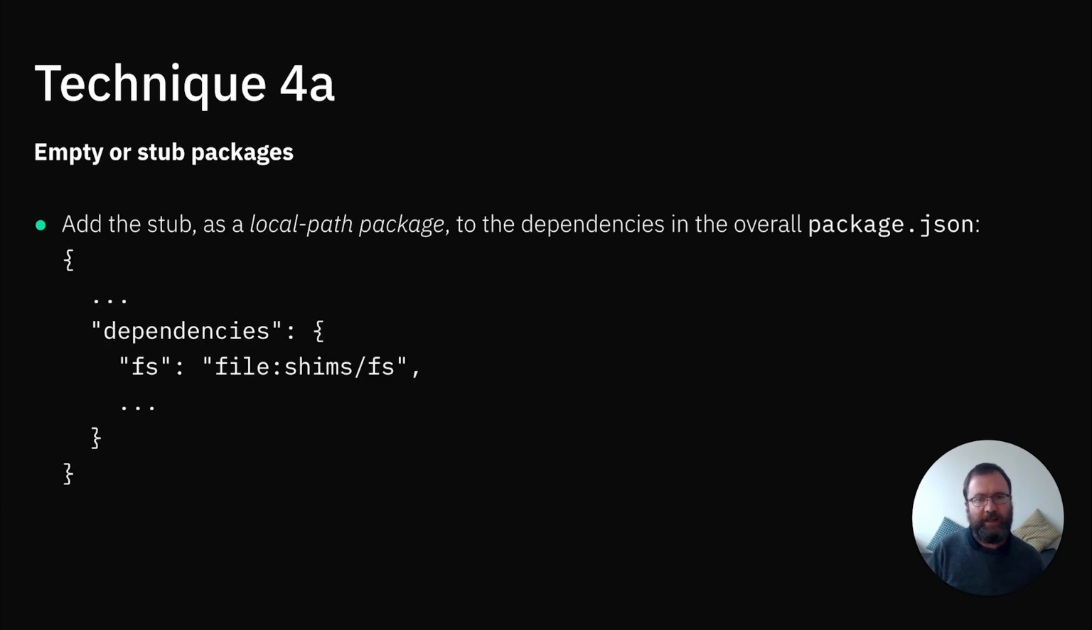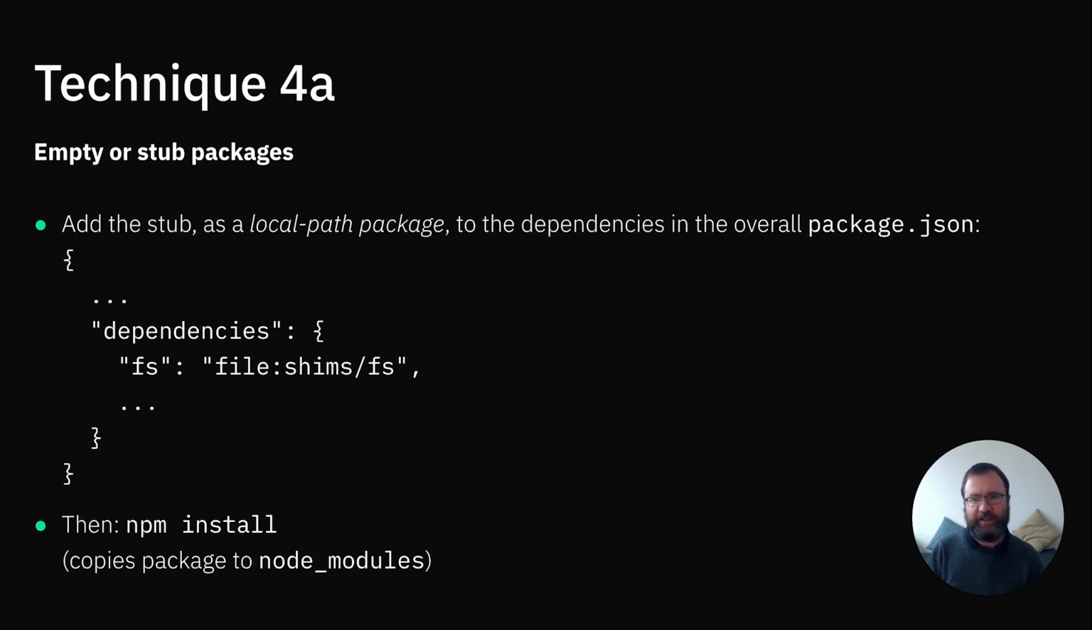So once you've created a stub package like this, you need to add it as one of the dependencies in your overall package.json file. And we add it as a local path package, one that uses the file URL protocol. And that looks like this. So you can see there the dependencies object in package.json, and we have added our fs shim in there. And once you've done that, finally, you need to run npm install, and that will copy our shim package inside the node_modules folder, where it can be picked up and bundled when we rerun the esbuild command.